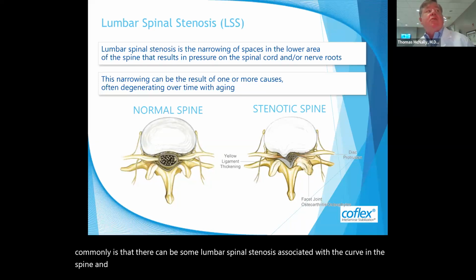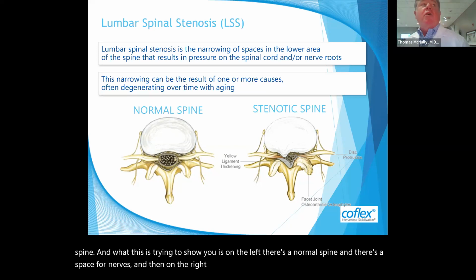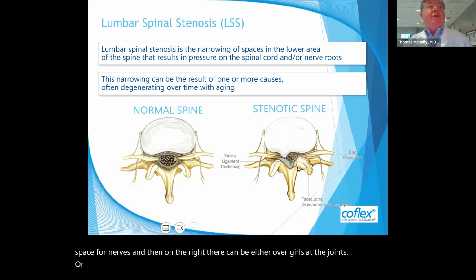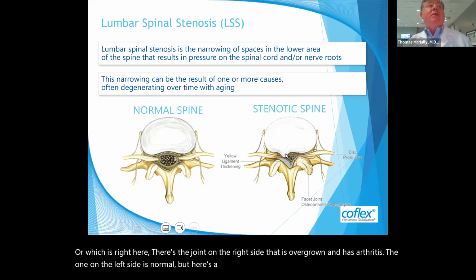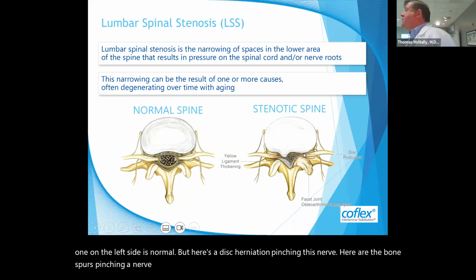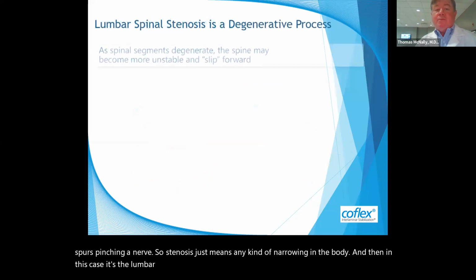What this is trying to show you is, on the left, a normal spine with a space for nerves. And then on the right, there can be overgrowth of the joints, which is right here: the joint on the right side is overgrown and has arthritis. The one on the left side is normal, but here is a disc herniation pinching this nerve. Here, the bone spur is pinching a nerve. So stenosis just means any kind of narrowing in the body, and in this case, it's lumbar spinal stenosis.